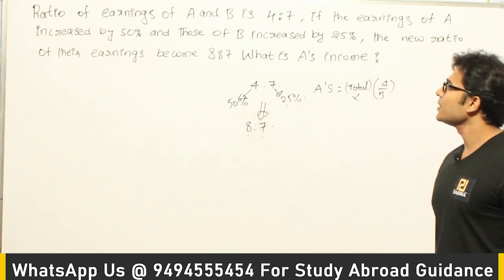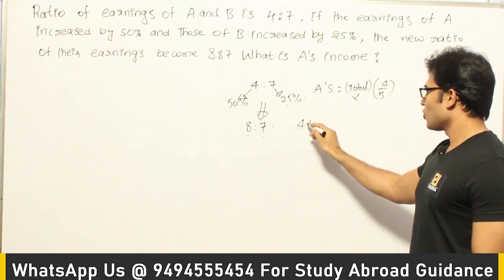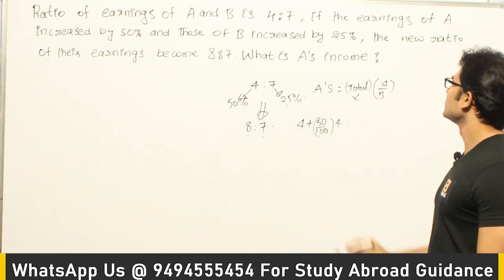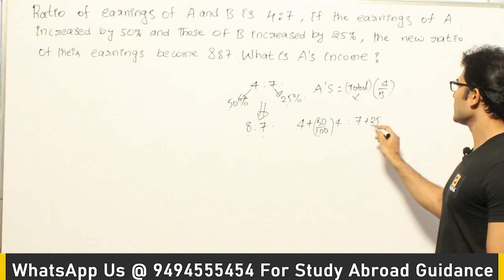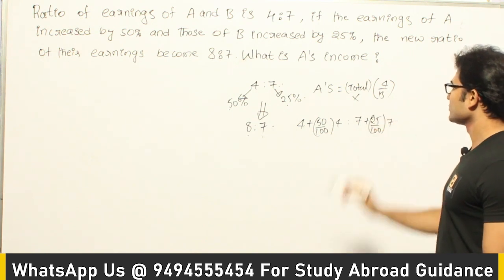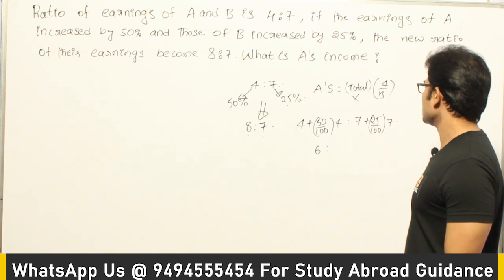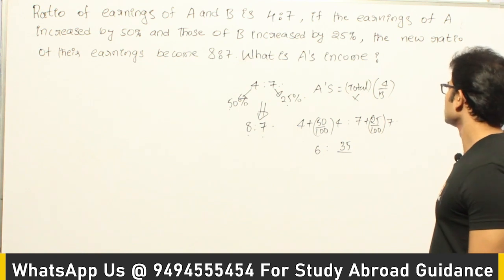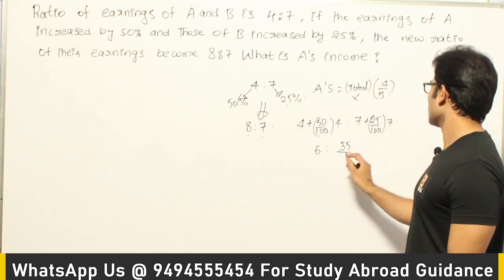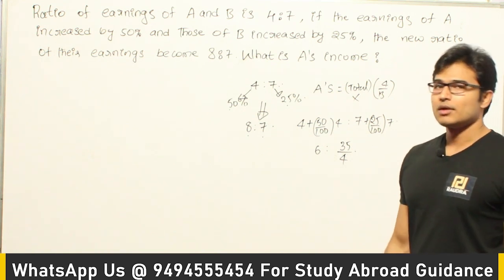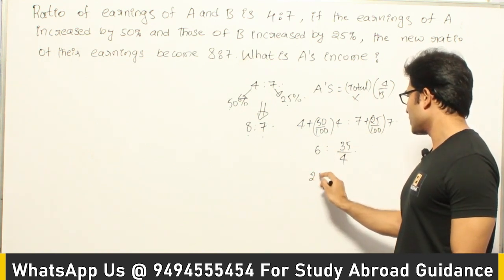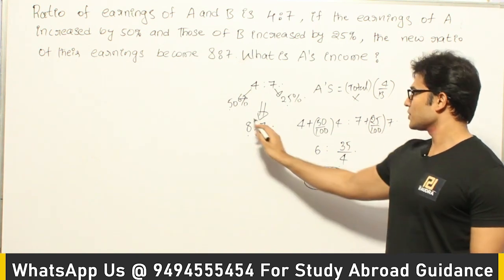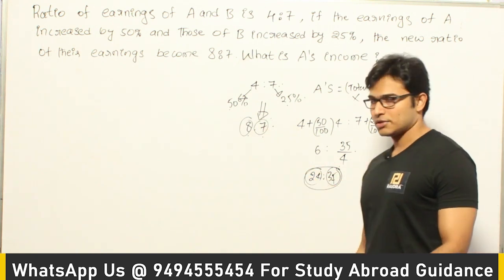Now if I try to increment them by 50% and 25%, then what do I get? 4 plus 50 by 100 into 4 is to 7 plus 25 by 100 into 7. Now you are going to get 6 : 35/4. Now you multiply both sides by 4, you are going to get 24:35. So which means the first part is less, the second part is more, but here the first part is more and the second part is less. Therefore the question is wrong in two ways.